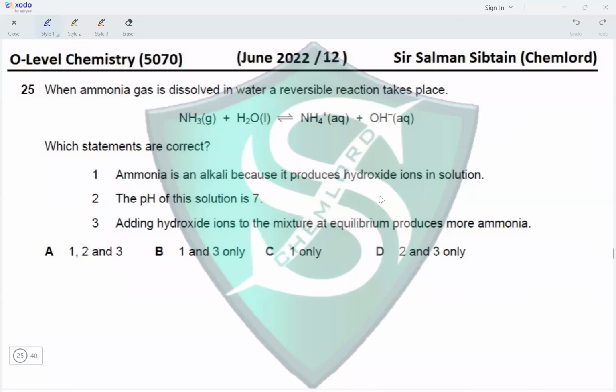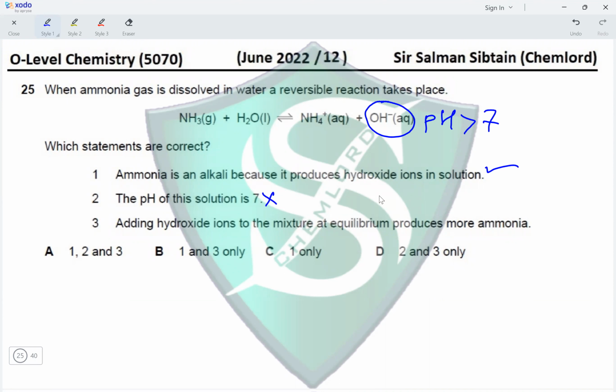Question 25. When ammonia gas is dissolved in water, a reversible reaction takes place. Which statements are correct? Ammonia is an alkali because it produces hydroxide ions in solution. Yes, definitely. The pH of this solution is 7. No, this solution contains hydroxide ions. The pH of this solution is definitely greater than 7 because it is an alkaline solution. So statement 2 is wrong.